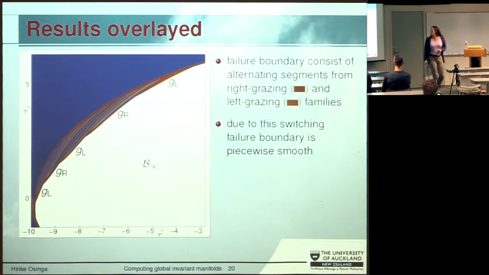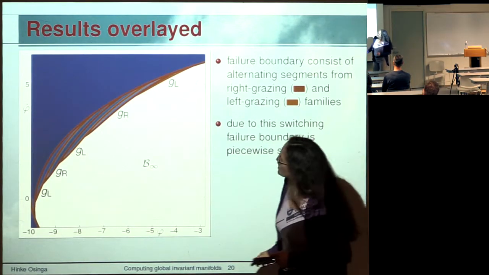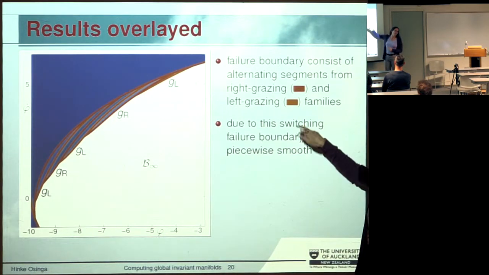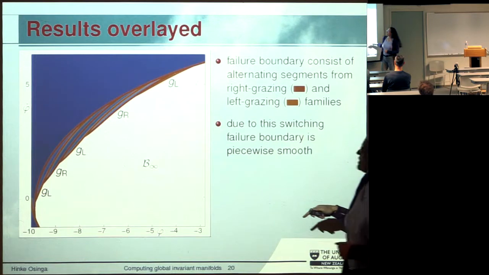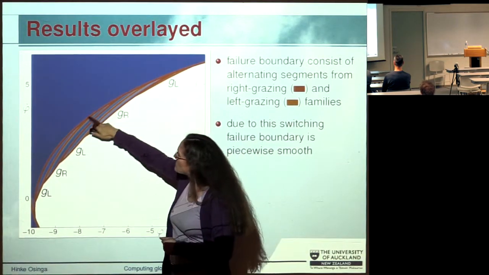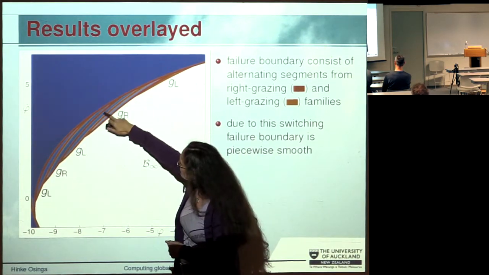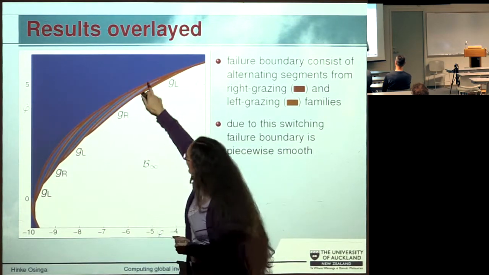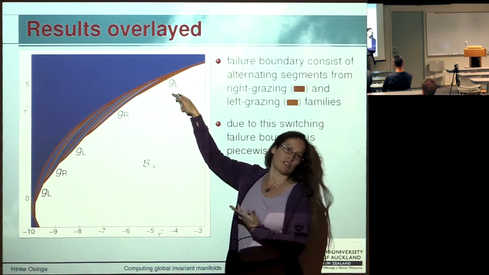So let's zoom in. And what I'm seeing here, I guess the color difference is not so good in this projection. I have a dark brown, which is right, and a more orangey brown, which is left. Not sure if you can see that, but there's a curve running here, which is right grazing, and then there's another curve here, which is left grazing, and then I'm getting a right grazing again, and a left grazing again, and then another right grazing, and another left grazing, and then it actually stops.